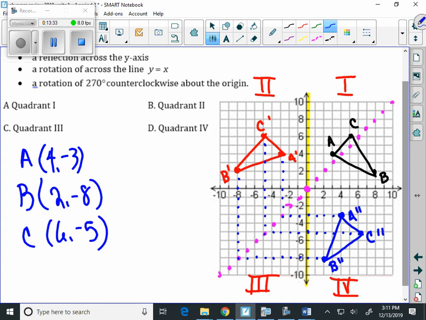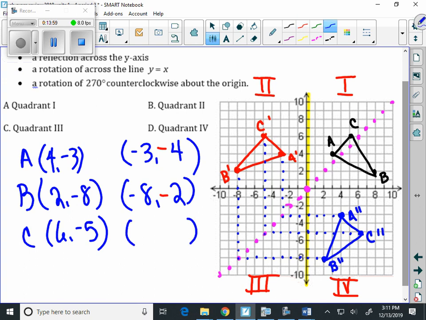And we're going to rotate this 270 degrees counterclockwise, which means that we have to flip and change the second sign. We're going to flip and change the second sign. We're going to flip and change the second sign. And that's going to tell us what quadrant we're going to end up in.